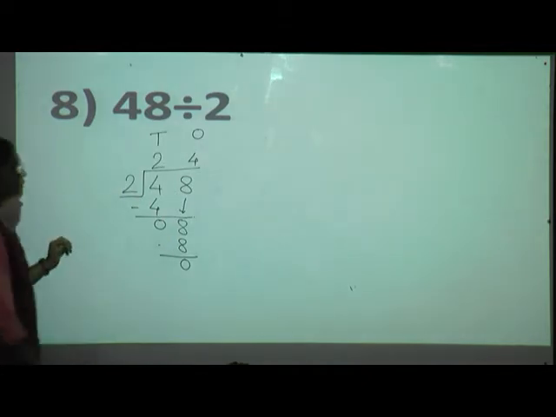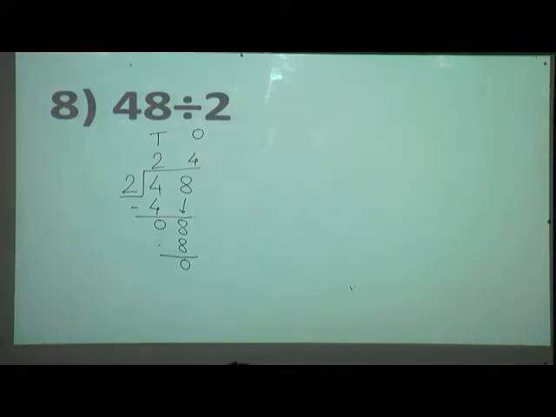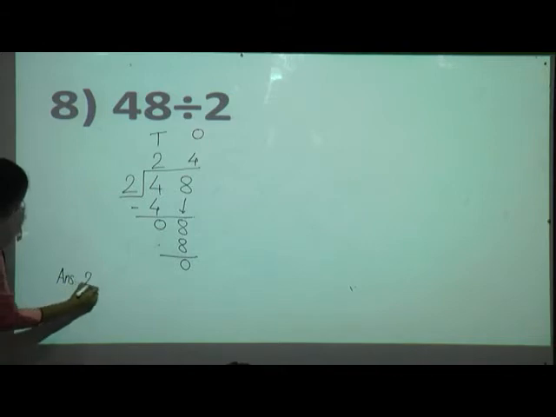So here the remainder is 0. And what will be the quotient? Yes, the quotient is 24 and that is our answer. So we will write here the answer. 48 divided by 2 is equal to 24. Understood? Okay.